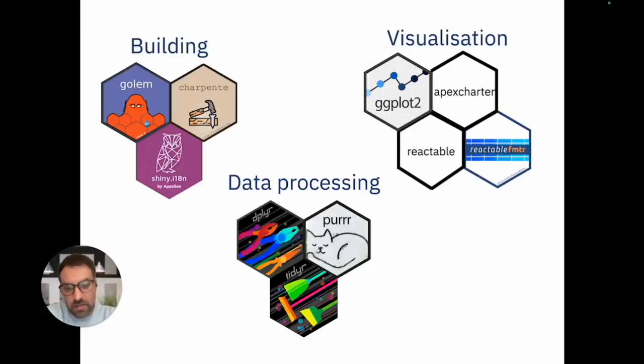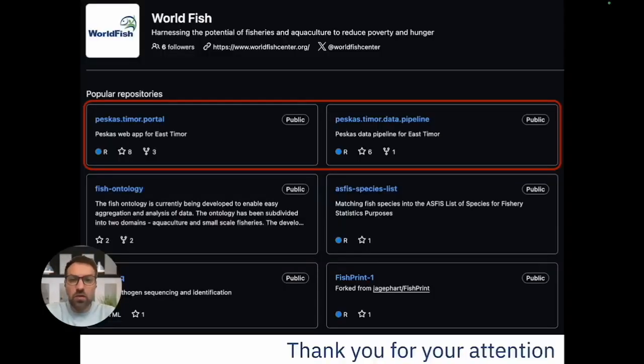Of course, the clear and tidy and pure were very important in the data processing, and we made heavy usage of React table to produce the tables and Apex Charter to visualize the plots, as well as ggplot2. So I only invite you to have a look at the Peskas repository where you can find both the code behind this Shiny app and also all the code behind the Peskas pipeline. Thank you for your attention.